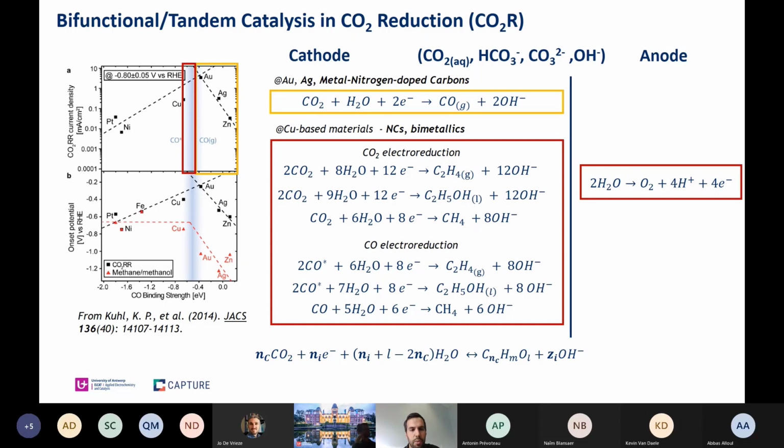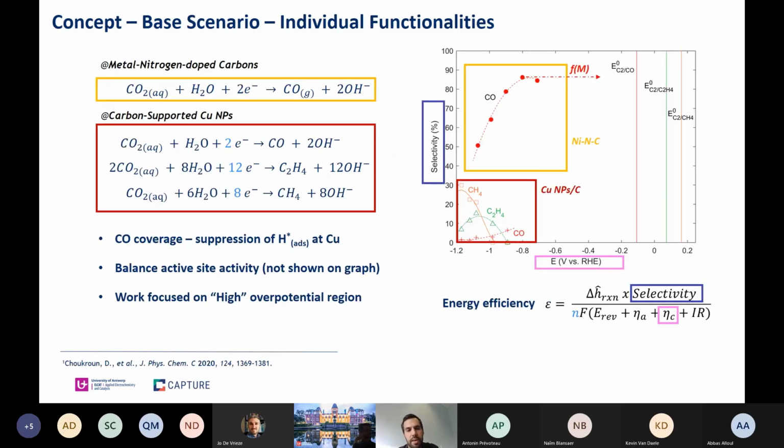Now, in the bifunctional catalyst concept, we would like to combine those two functionalities, the CO evolving one and the CO reducing or CO2 reducing one to multi-carbon products in one bifunctional catalytic entity. And we can explain this concept graphically by plotting the selectivity of the reaction as a function of electrode potential, which is in fact the driving force of the reaction, or what drives the kinetics of the reaction. And we can see here that the nickel nitrogen doped carbon, which is the CO evolving function, forms CO at high selectivities at moderate overpotentials, while copper nanoparticles, when deposited on an inert conductive substrate or in combination with carbon black, catalyze the formation of ethylene and methane at higher overpotentials.